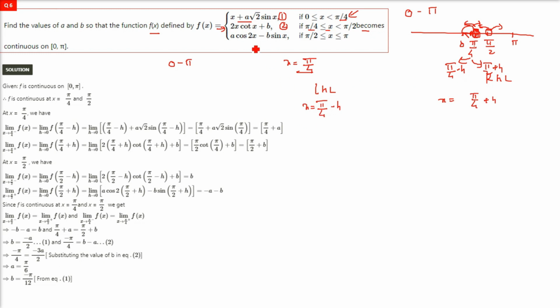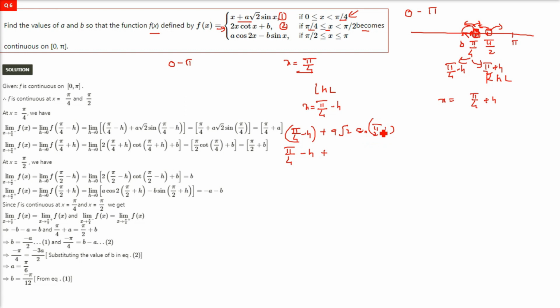And function number 1 is, as I said, x plus a root 2 sin x. Here we are going to put pi by 4 minus h. And on the right hand side, we will put x in 2x cot x plus b. So I am placing pi by 4 minus h in the first function. So pi by 4 minus h plus a root 2 sin x, and in place of x, we are replacing it by pi by 4 minus h. So pi by 4 minus h plus a root 2 sin(pi by 4 minus h).